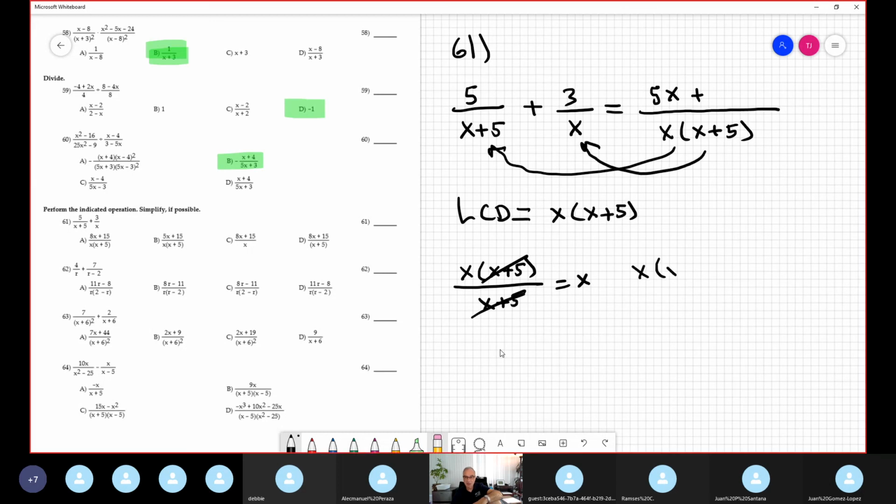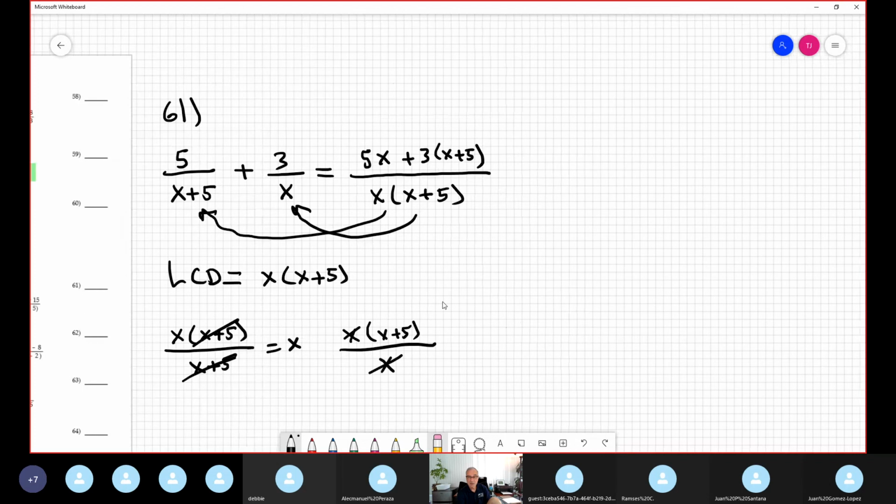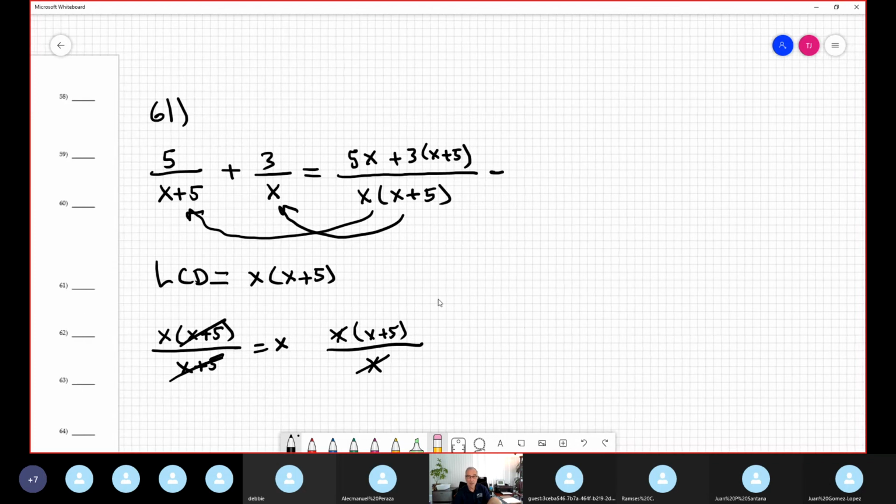Very, very similar. LCD. Now divide by denominator 2, which is x. Cancel out the x. That leaves x plus 5 times 3, which is 3 times x plus 5. That's it? No, I need to continue. I remove the parentheses, at least in the top. You copy 5x and you copy 3x. Distribute the property. Plus 15.